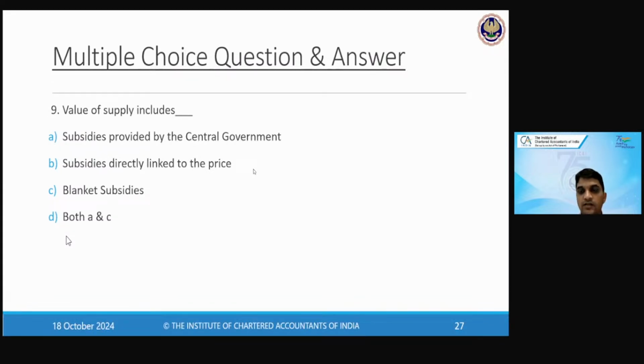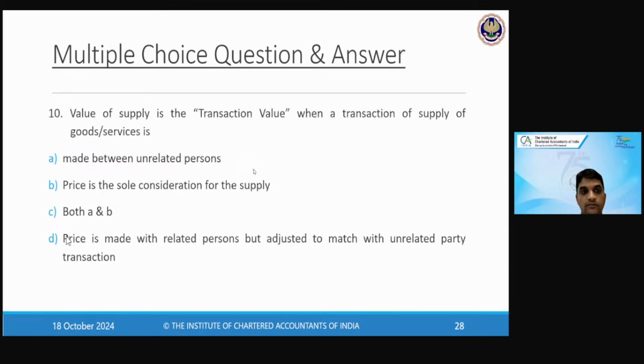Correct. Answer is B. Subsidies, which is directly linked to the price, is included in the value of supply. Value of supply is the transaction value when a transaction of supply is. There are simple questions again.